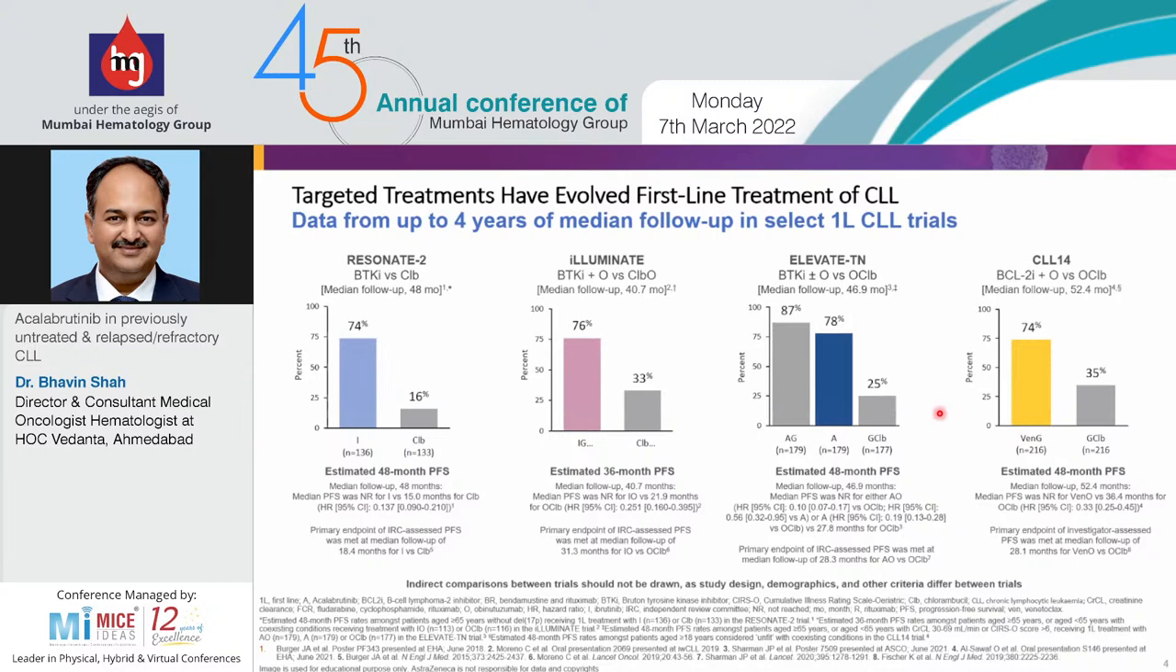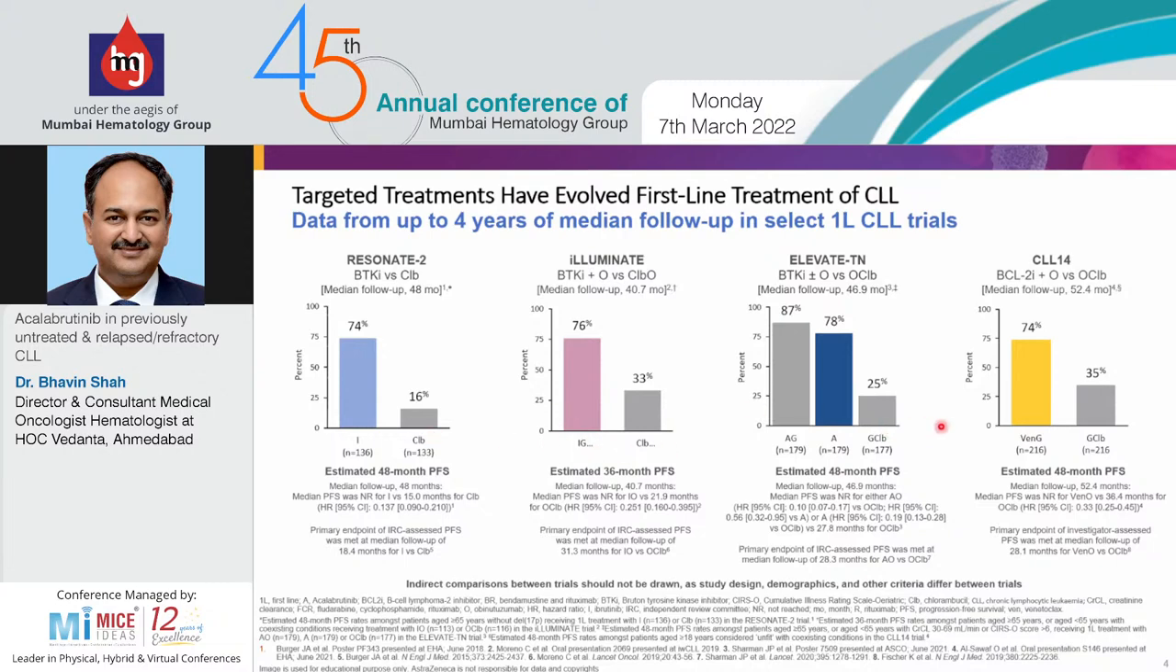Chemoimmunotherapy was the standard of care a few years ago, but after that, targeted treatments like BTK inhibitors and BCL2 inhibitors came into the picture. If you see the 4-year median follow-up in first-line treatment in chronic lymphocytic leukemia, the various studies which use BTK inhibitors like Resonate-2 and Illuminate used ibrutinib, plus or minus anti-CD20 monoclonal antibodies, or in Elevate-TN, acalabrutinib was used as a monotherapy or along with obinutuzumab. Whereas in CLL14, the BCL2 inhibitor venetoclax is used along with obinutuzumab. And in all these studies, they are compared with chlorambucil-based chemoimmunotherapy.